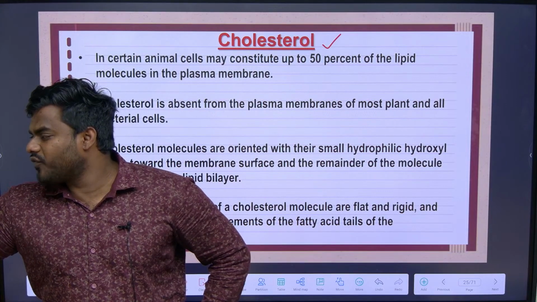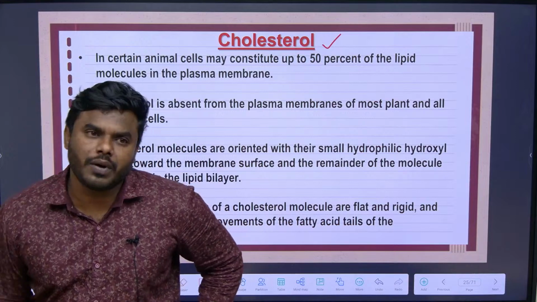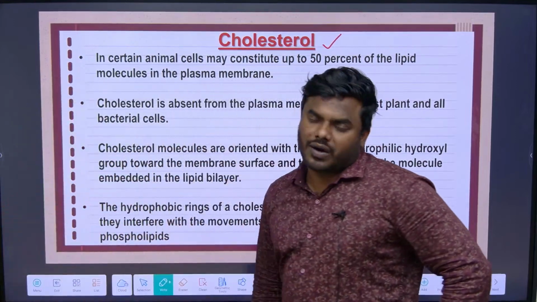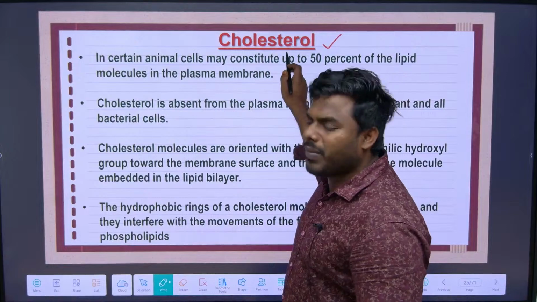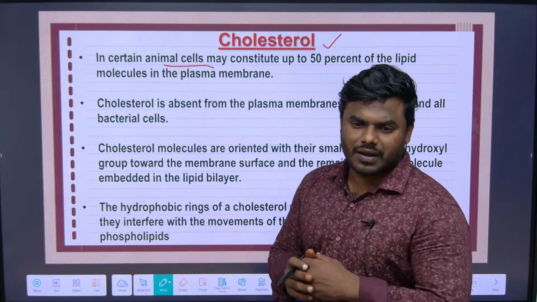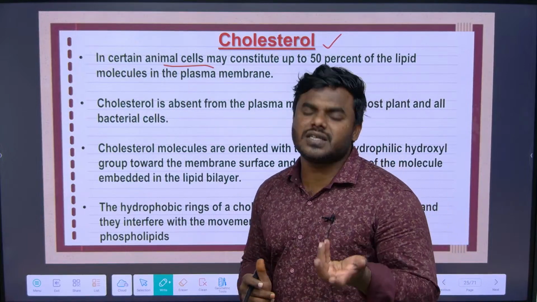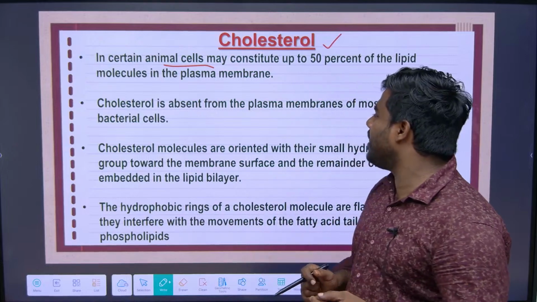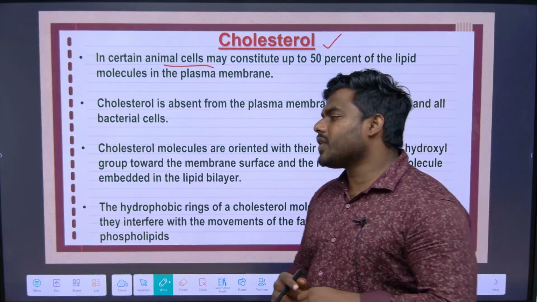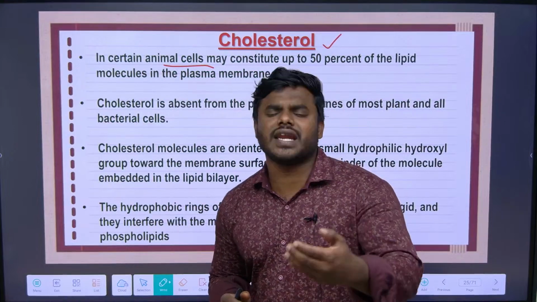Cholesterol is present in fungus and yeast. Remember, compared to all the organisms, cholesterol is abundantly found in the animal cell. But the plant cell does not have cholesterol. Instead of cholesterol, they have a variety of other lipids.